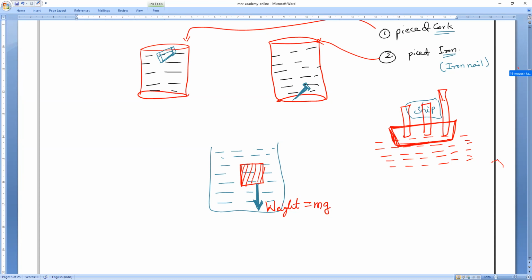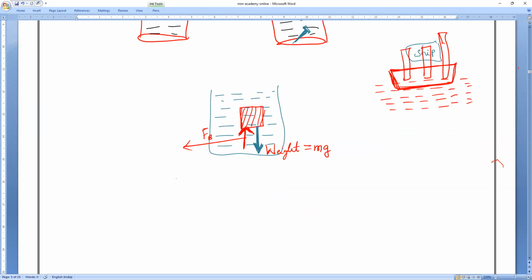Next, there is always a force acting in the upward direction from the bottom surface. From the bottom surface, there is a buoyant force. That is what we call FB, the buoyant force, or you can take it as F, or we can take it as an upthrust. Whatever you are comfortable with, you can take it. Are you clear, everybody? All of you? So keep it in mind.